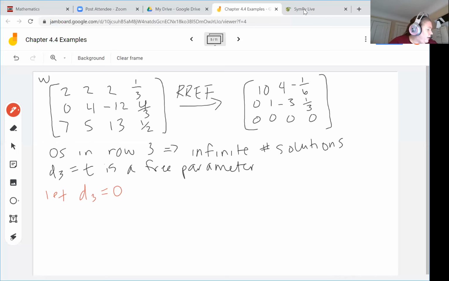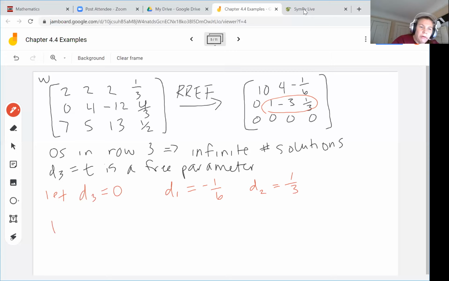And then D1, if I work through my equations here, D1 is going to be -1/6 based on the first equation, because the first equation is 1 D1. So then D1 equals -1/6. And then the second equation, if D3 is 0, then we're going to get D2 equals 1/3, because -3 times 0 gives us D2 equals 1/3 there.